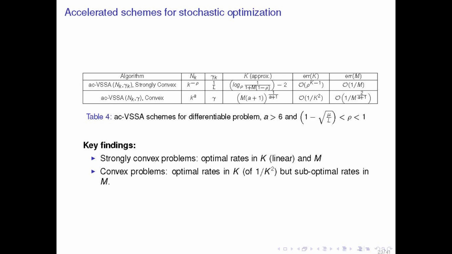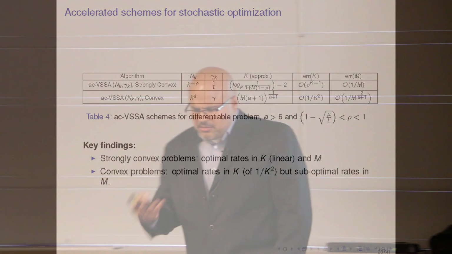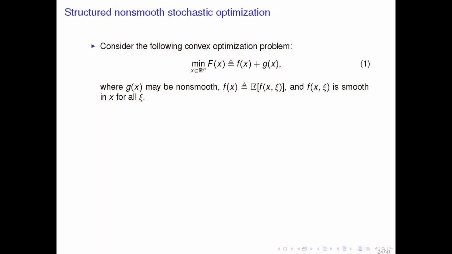Okay? So a natural question, so this is just follow-up work that I'm going to present here. And this is motivated by problems in machine learning, where you have structured non-smooth optimization problems of the form capital F of x is given by f of x plus g of x, where f could be an expectation, right? And g may be non-smooth. Okay? And this is a fairly broad class of problems.